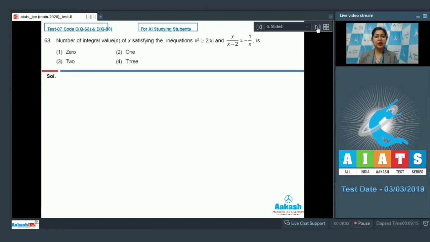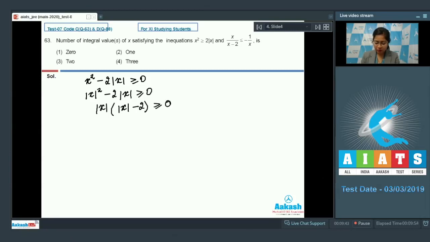Next is question number 63, which says that the number of integral values of x satisfying the inequations x square greater than equal to 2 into mod x and x upon x minus 2 is less than equal to minus 1 by x is. So let us solve both the inequations one by one. The first inequation, x square minus 2 times mod x greater than equal to 0. We know that x square is always positive, so we can also write it as mod x whole square minus 2 times mod x greater than equal to 0. That is, taking mod x common, we are left with mod x into (mod x minus 2) greater than equal to 0.